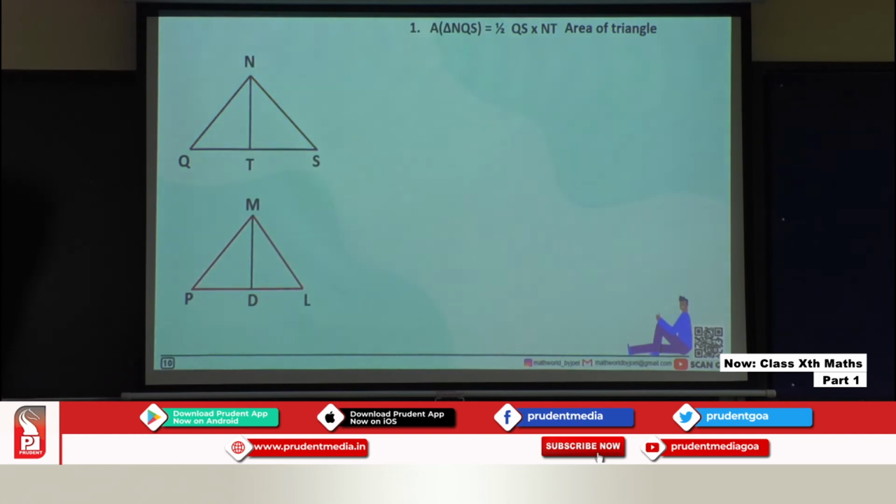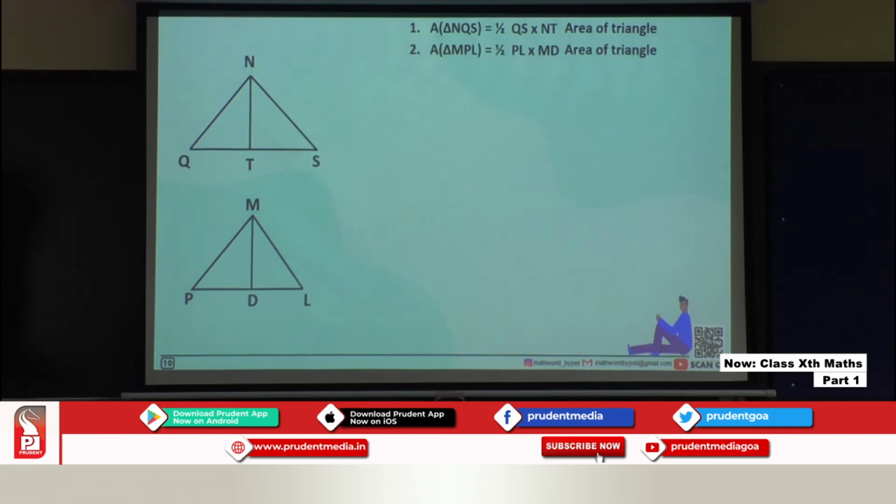Second is this triangle, that is MPL. Okay, so area of triangle MPL will be half base into height again. So base is PL, height is MD. Okay, there you can see the change in color, and it would become area of triangle MPL is equal to half PL into MD. Reason is area of triangle.